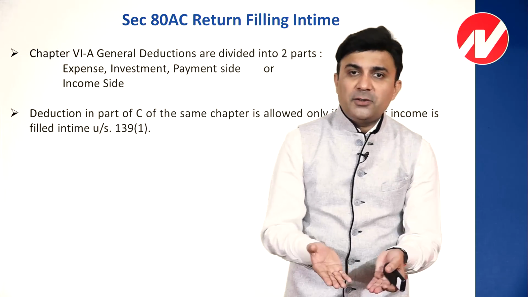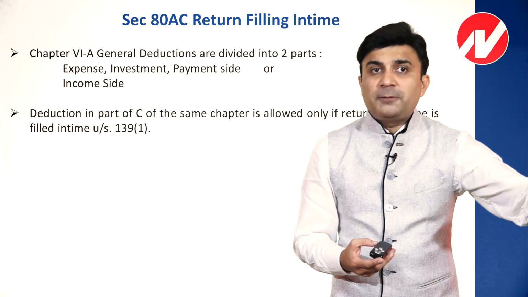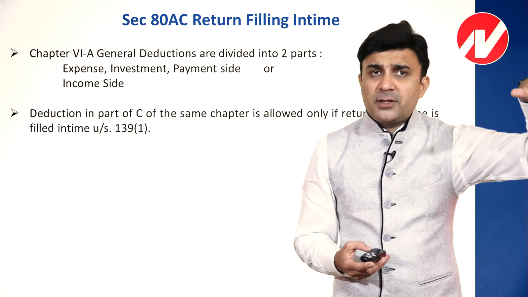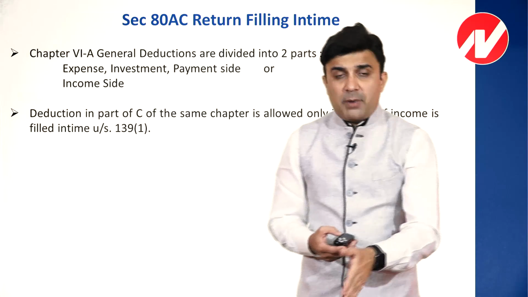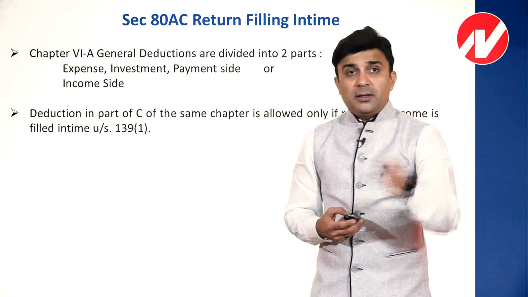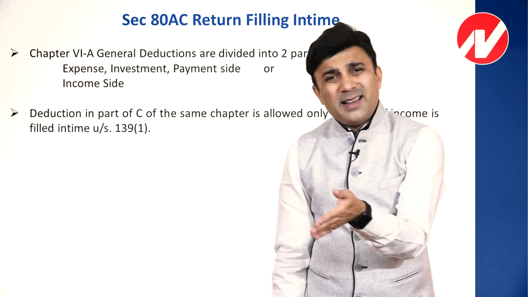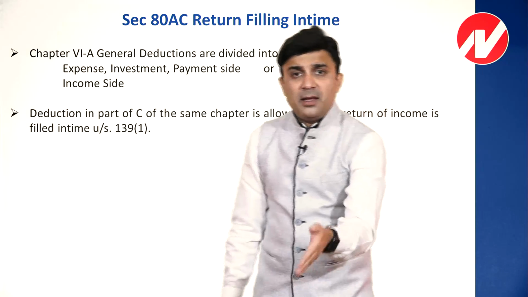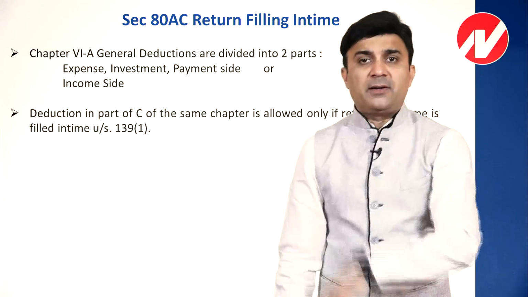We have interpreted the whole topic of general deduction. Here, general deduction has been divided into 4 parts, I would say. Part A is general in nature. Part B, expenditure side. Part C is certain income side deduction. And last, 80TTA, 80TTB are part CA, if I am not mistaken. It is not in part C.